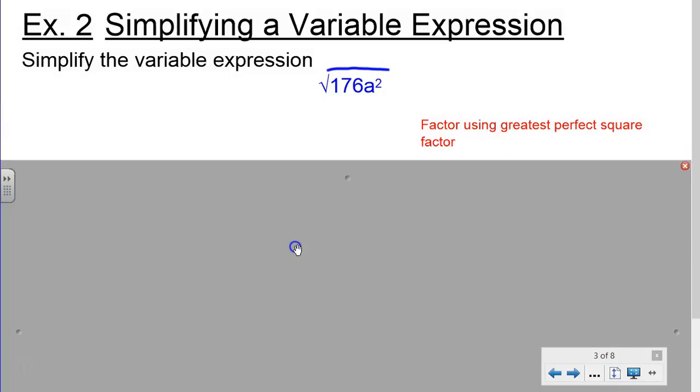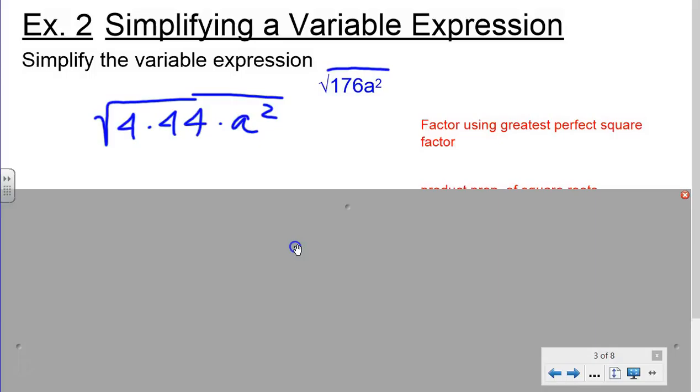Okay, so the same step applies first. Factor using the greatest perfect square factors. Well, what do you think 176 could be multiplied by? Think about that. Well, we want perfect squares. Maybe 4, right? Is it divisible by 4? Let's give it a try. Get your calculators out. Guess and check if you have to. 44. Oh, okay. So 4 times 44 times a squared, right?